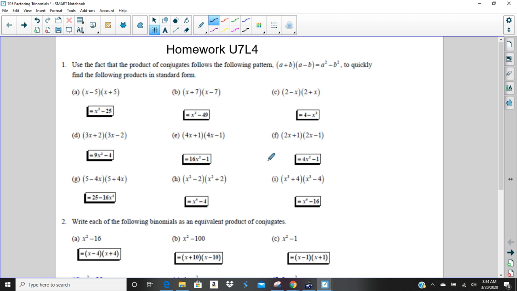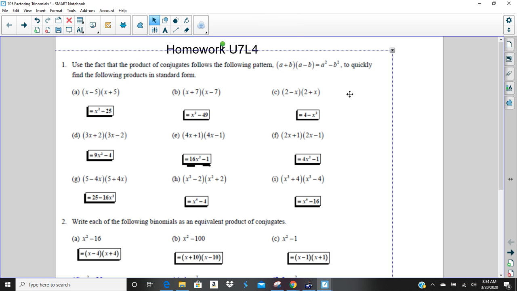For example, we have 16 and we have 1. In question 1E, we would know quickly when we get to question 2 that those are perfect squares. 16 is a perfect square, 1 is a perfect square. I would love you all to please memorize the first 15 perfect squares. What are the first 15 perfect squares?